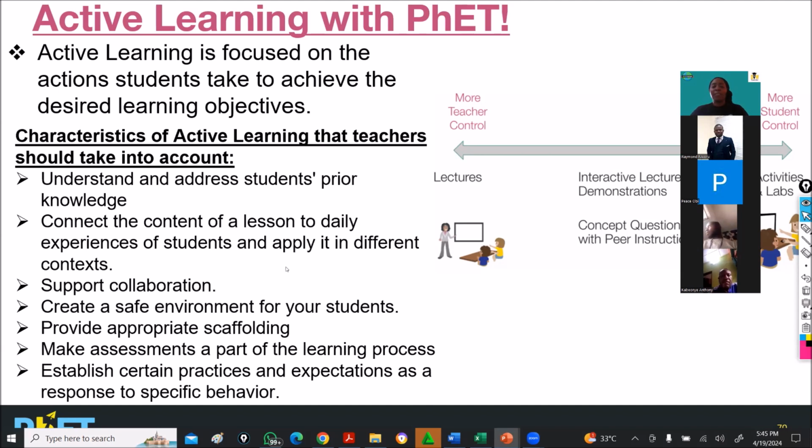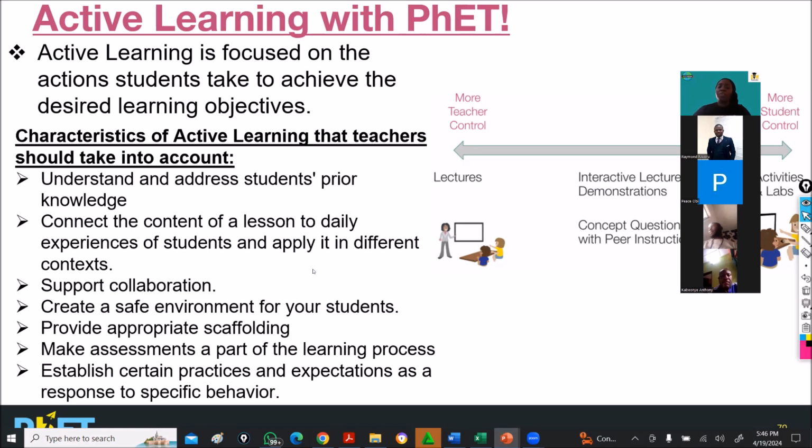Another feature of active learning is that it supports collaboration. You see students coming together, talking, peer-to-peer discussion, sharing, think, pair and share. It creates a safe environment for your students. It provides appropriate scaffolding. You as a teacher make assessments as part of the learning process. That is a feature of active learning. And setting practices and expectations as a response to specific behavior.